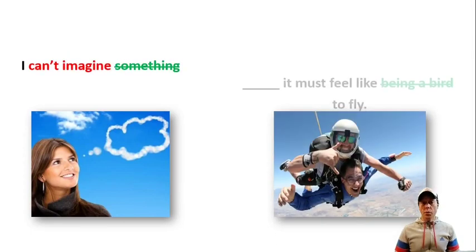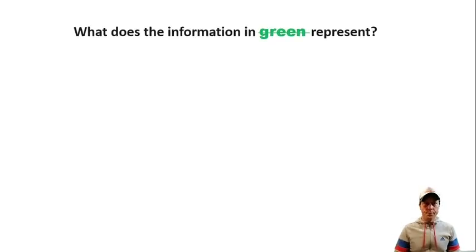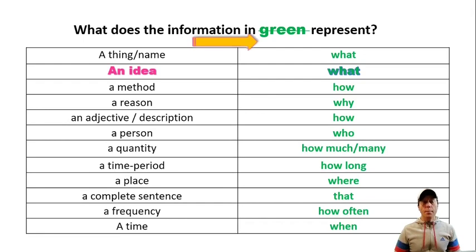Okay, imagine or can't imagine. Obviously, that's a mind or mental verb. I can't imagine. It must feel like being a bird to fly. So being a bird, what kind of information is that, and what should we substitute it with? It's an idea, being a bird. Just like injuring yourself, being a bird is a gerund phrase which represents a noun phrase, and noun phrases are substituted with the pronoun what.